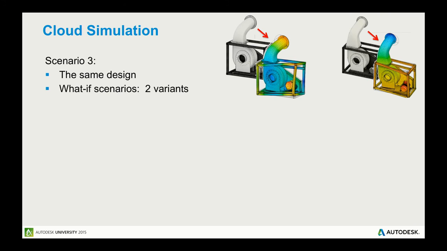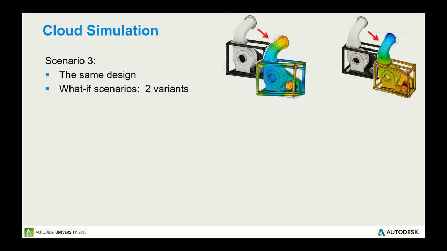And now let's take a look at the what-if scenarios. I have the same design, but I have 2 variants. And well, the reason to use digital prototyping is to analyze the variance. That's the core of the value here. You want to analyze multiple variants, multiple what-ifs, to find out what would be the real solution to your problem.